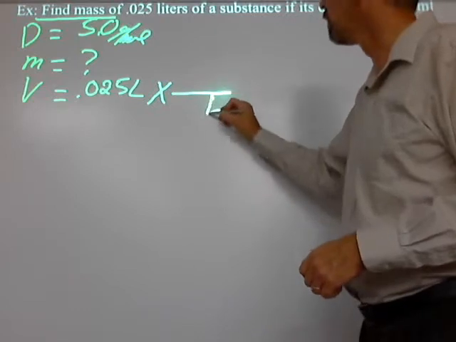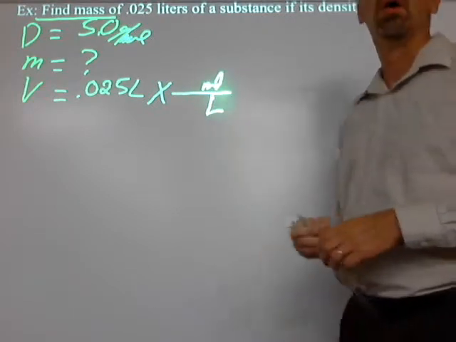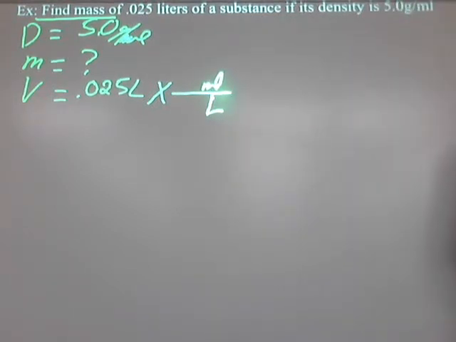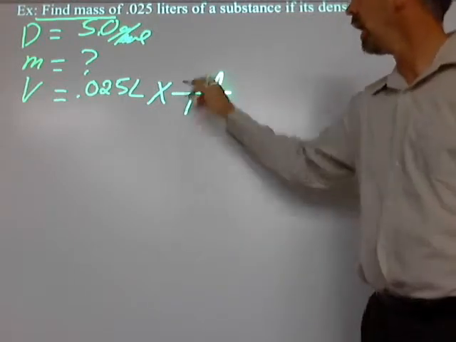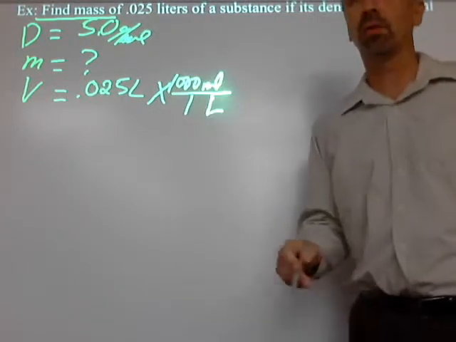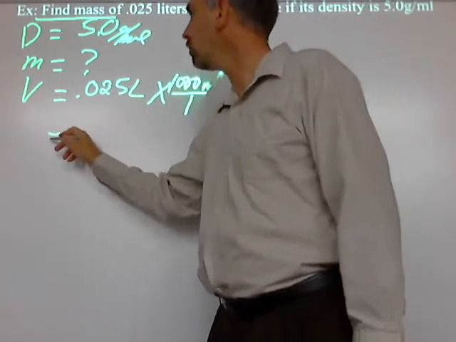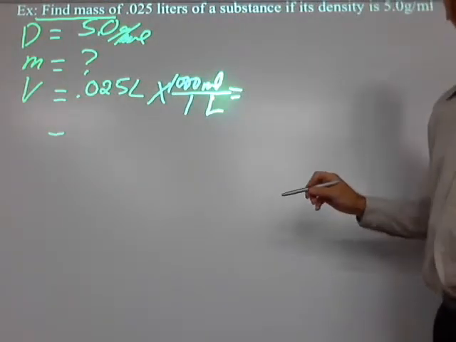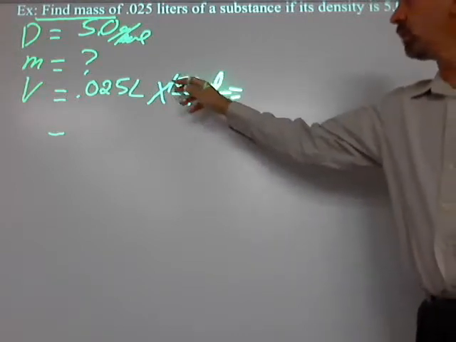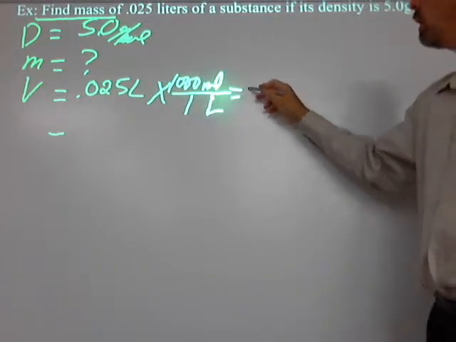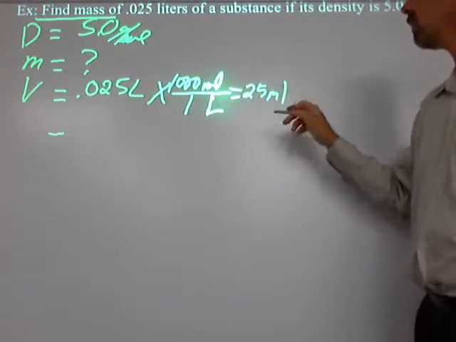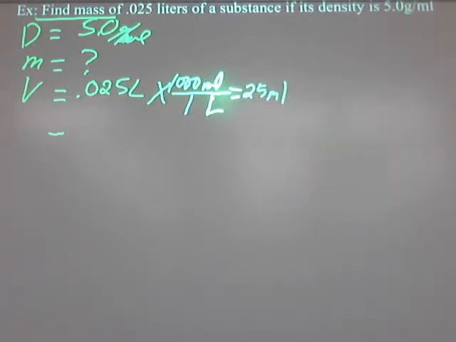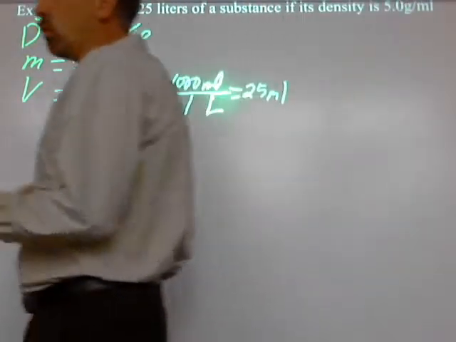Liters go on the bottom, milliliters on the top. Who's bigger, a liter or a milliliter? So he gets the 1. And milliliter means 1,000. So therefore, my volume is going to be what? Three zeros, making them bigger, what? 25 milliliters.